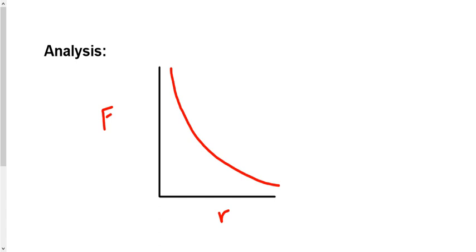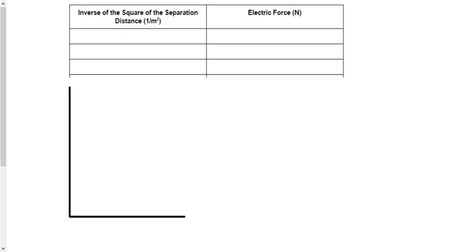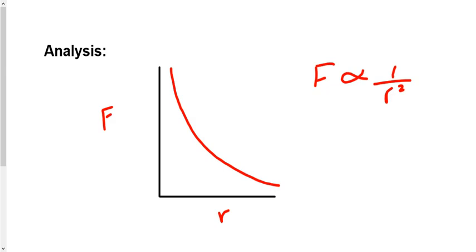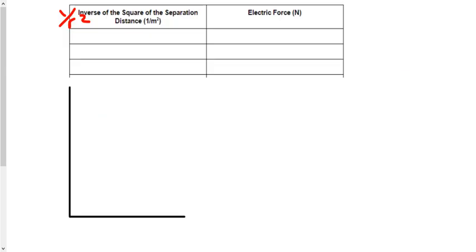Once we have this graph plotted and we recognize that the shape of this graph gives me an F is related to 1 over r squared relationship, then we want to decide to straighten it out so that we can analyze this graph. Because we recognize that it's an F versus 1 over r squared relationship, we're going to create a new table that is not r and F, but rather 1 over r squared and F. So let's plot a new graph of F versus 1 over r squared.